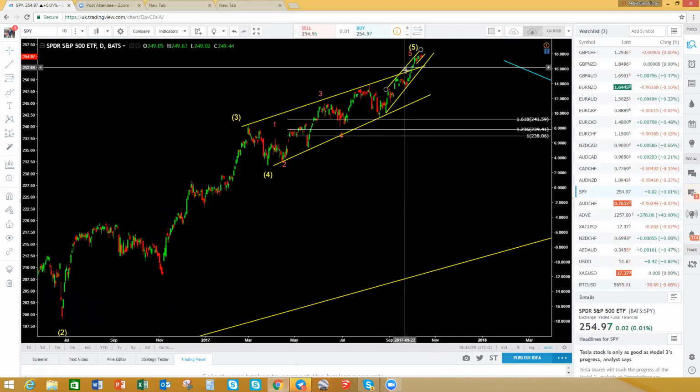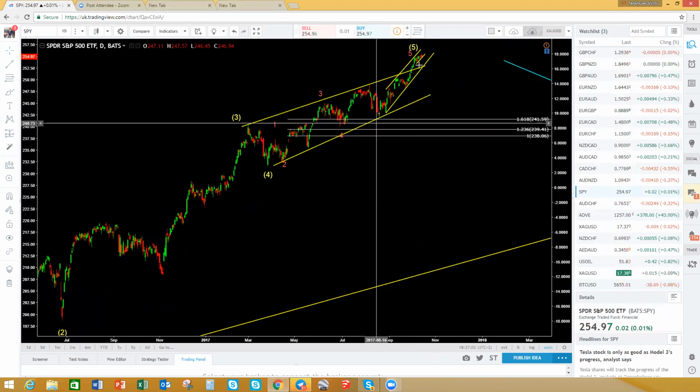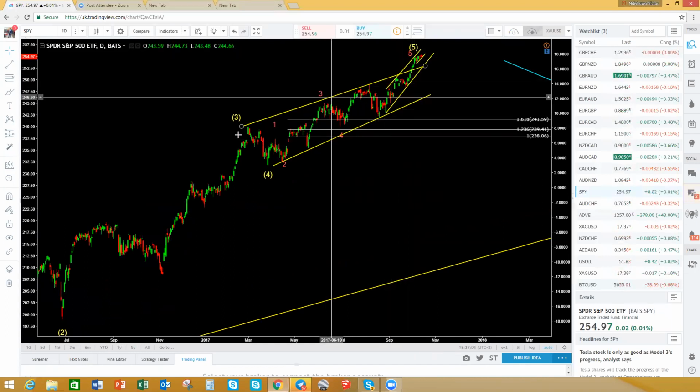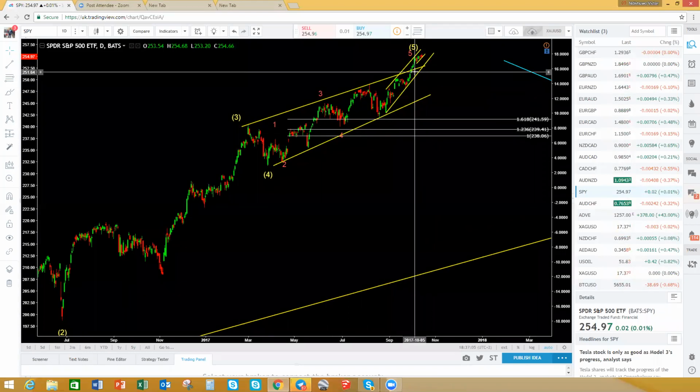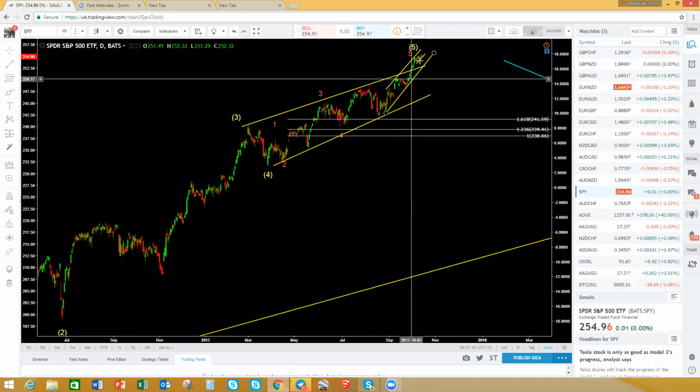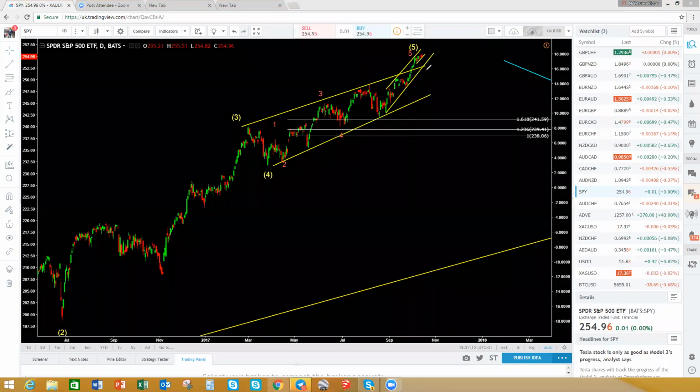is an ending diagonal because usually ending diagonals end with a push above the upper boundary or the lower boundary if you're on a bearish trend. But for an uptrend, it ends with a push on the upper boundary before coming down strongly. So we are currently here.